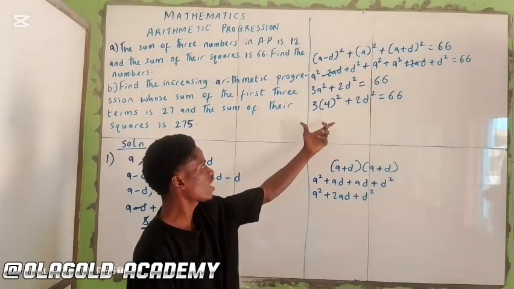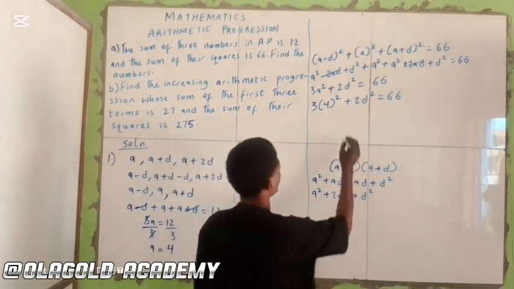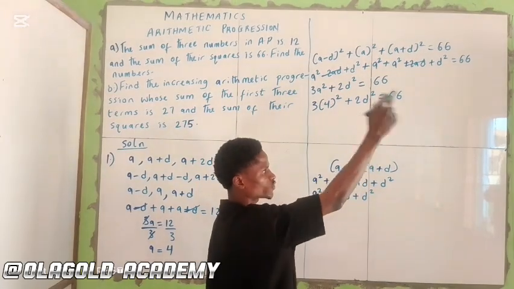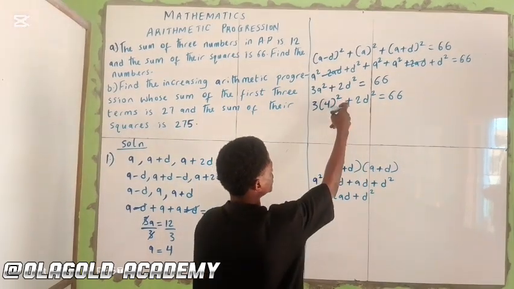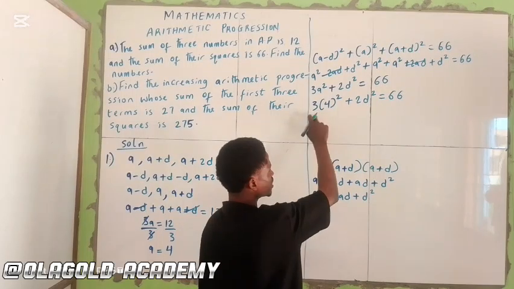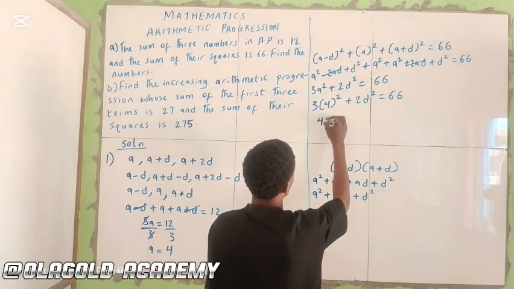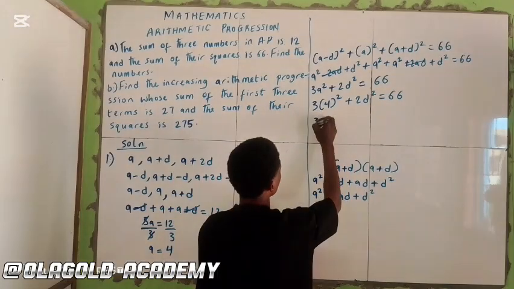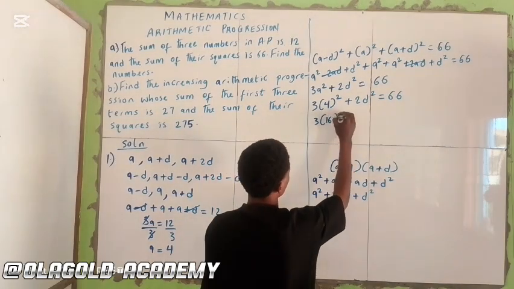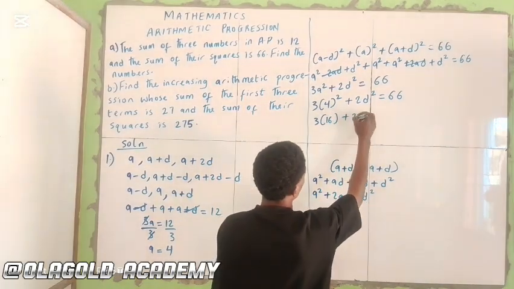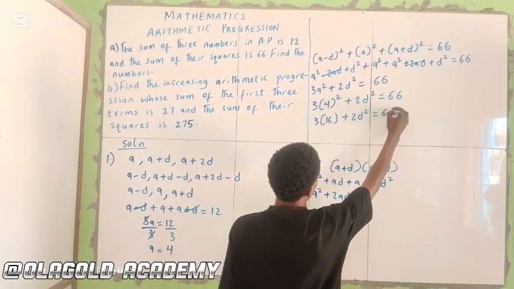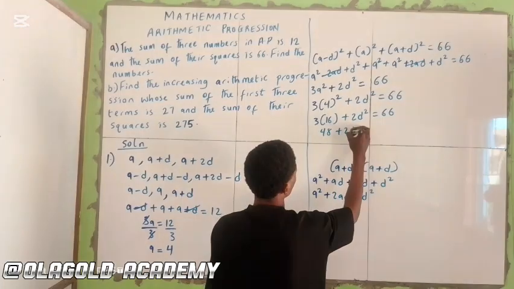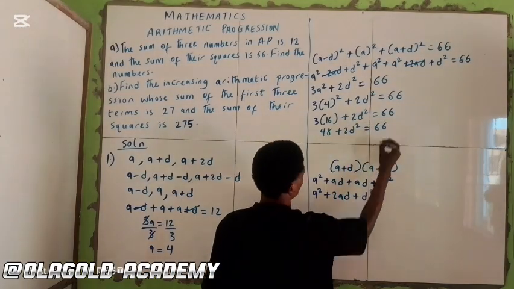Alright, if we have this, let's proceed. 4 squared is the same thing as 4 times 4, which is 16. 16 times 3 will give us what? 48. Or let me express it. So we're going to have 3 multiplied by 16 plus 2d squared equals 66. So here we have 48 plus 2d squared equals 66.